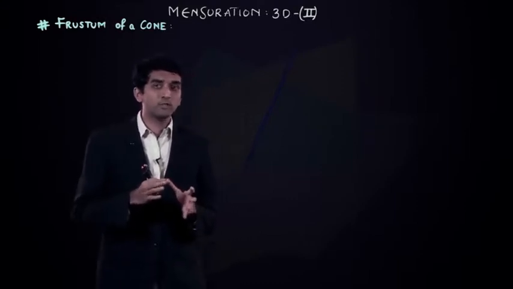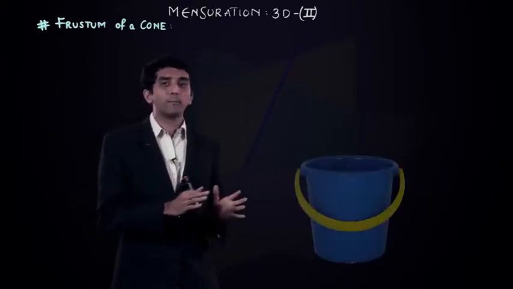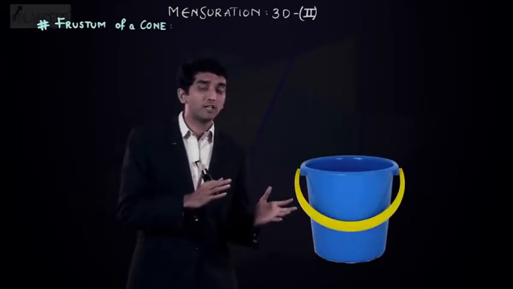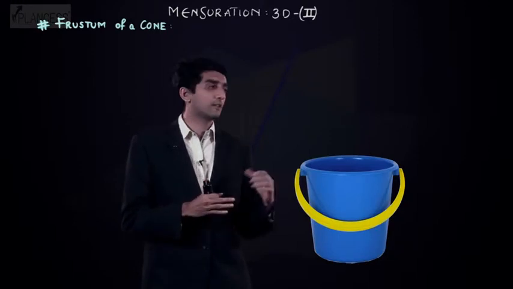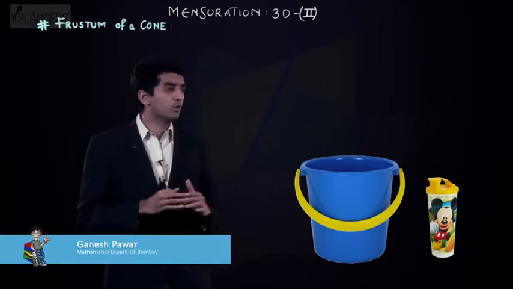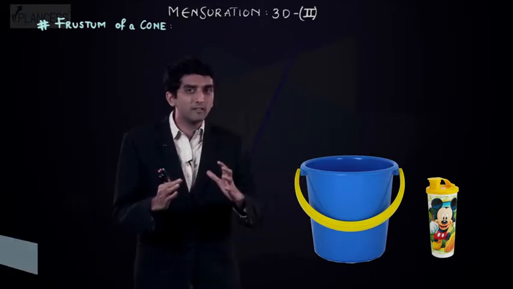So now friends, we are going to talk about frustum of a cone. Now what is frustum of a cone? Now frustum of a cone is a thing which you generally encounter in day-to-day life quite often. A bucket of water is generally a frustum of a cone. In fact, a tumbler is also a frustum of a cone. So how exactly do you get a frustum of a cone?